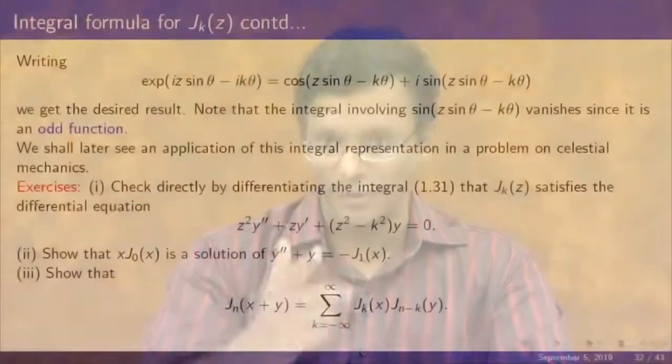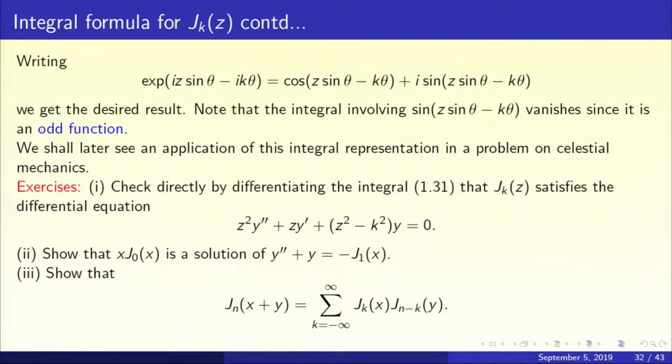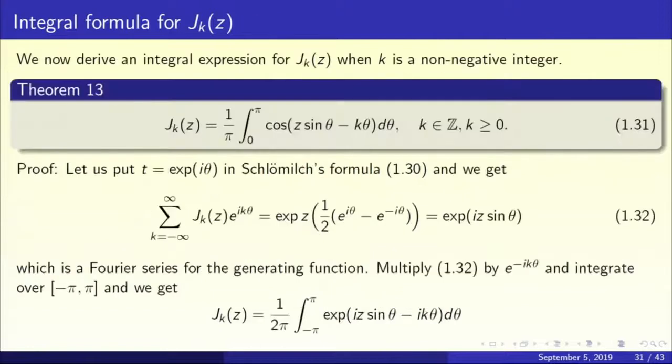What I just said is now on the slide. You see the exponential being written as cosine and i sine terms. The term involving sine will drop out since it's an odd function and we're integrating from minus pi to pi, and the integral over cosine will survive, and that is exactly the formula 1.31 that was displayed in theorem 13, and that completes the integral representation for Jk(z).